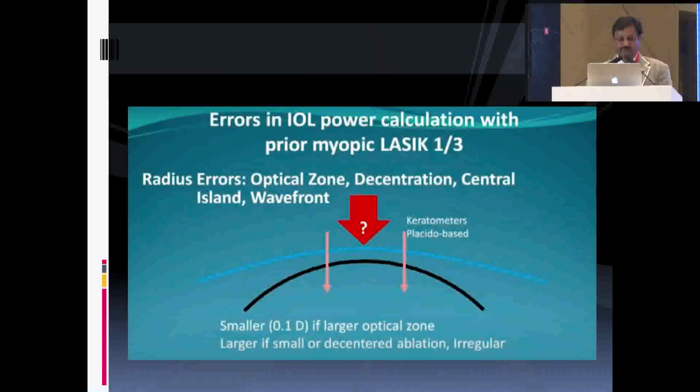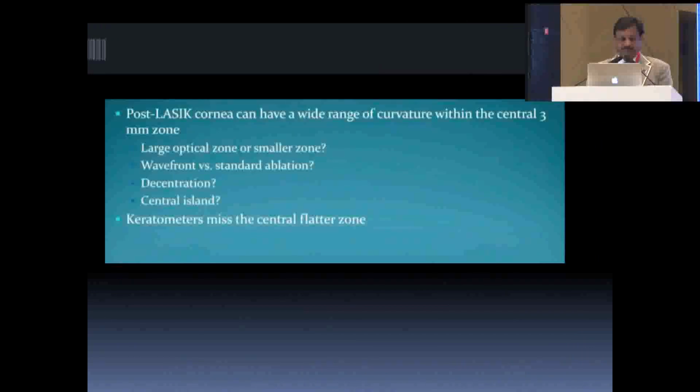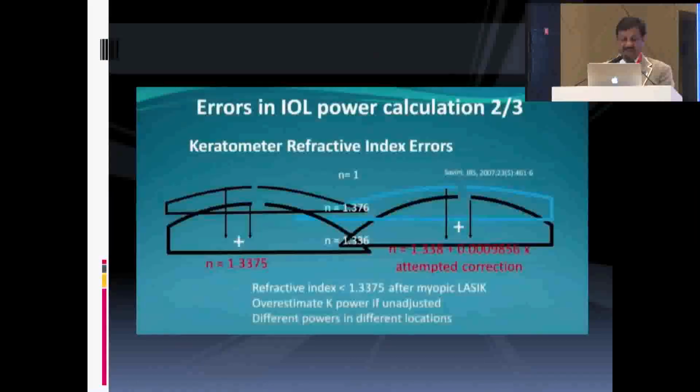So how do you do it? Post-LASIK, the wide range of curvature within the central 3 mm zone is the concern. So you can have a larger optic zone. Sometimes patients have been treated with a very, very small optic zone, if you're treating high refractive errors, with wavefront or standard ablations, decentration, as I said. And in keratoconus, you can miss the central flatter areas.